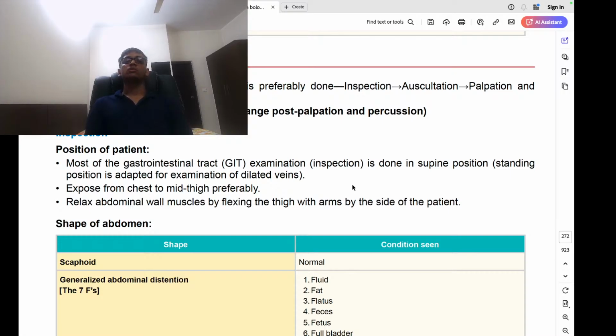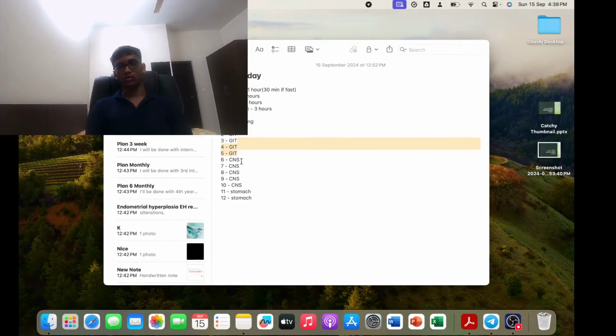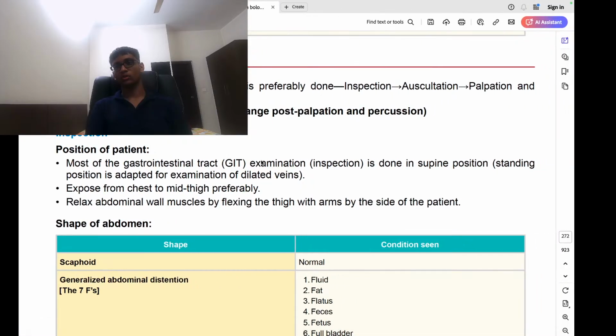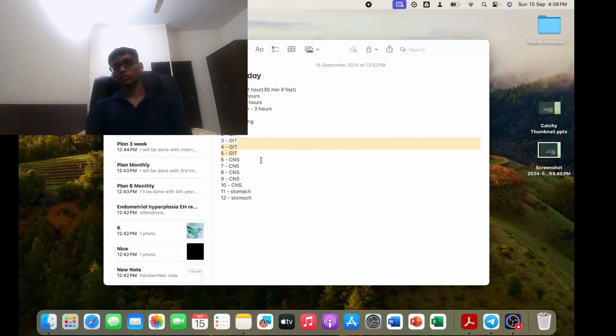Then finally we move on to systemic examination. 30 pages are there. 30 times 5 is 2.5 hours. 7 o'clock I will be done. I had to do it by 6, one hour more will take.